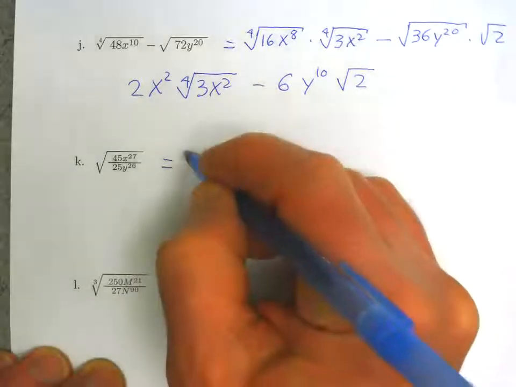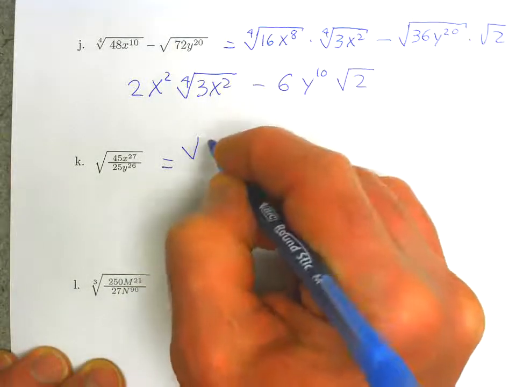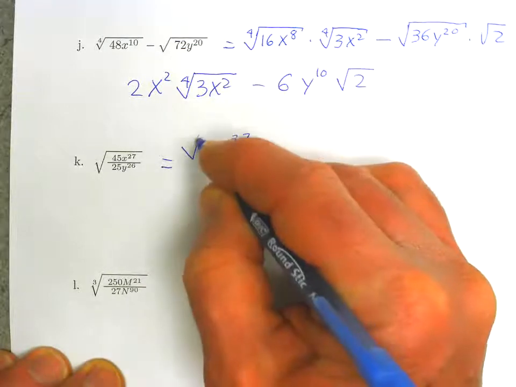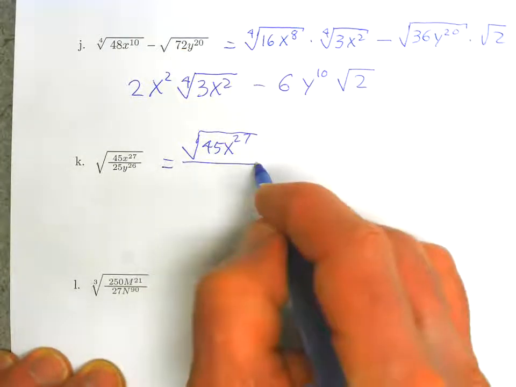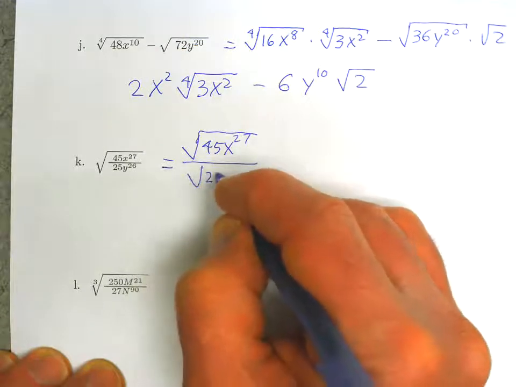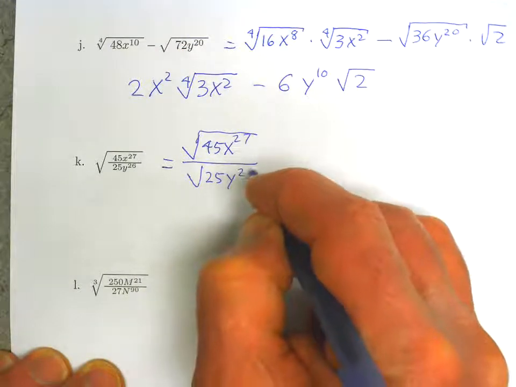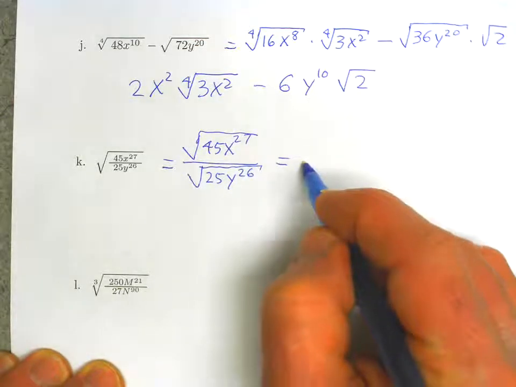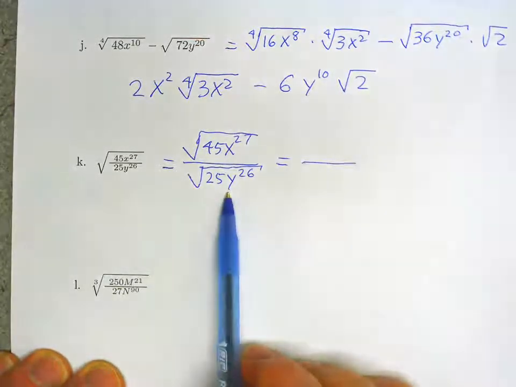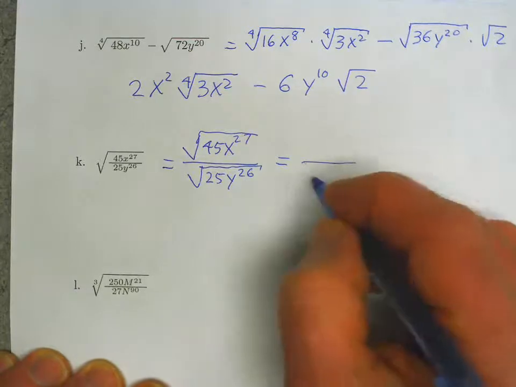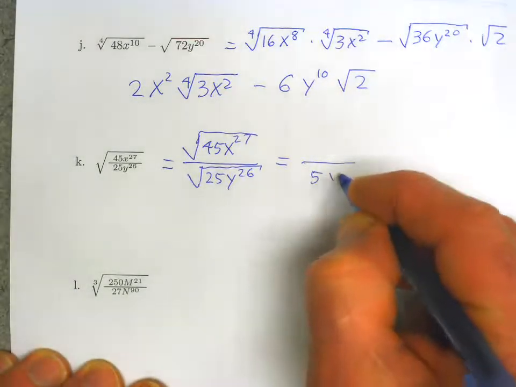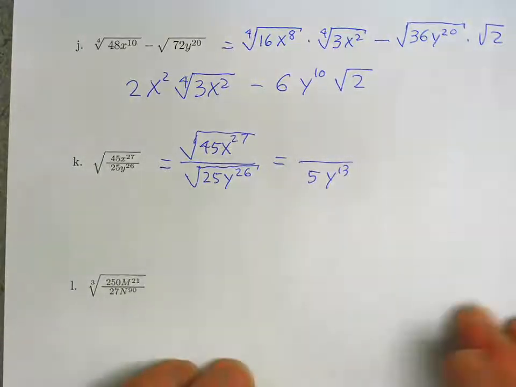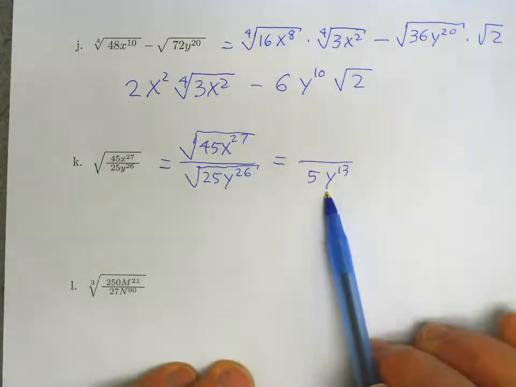So we'll just rewrite this as the square root of 45x to the 27th in the numerator, and then divided by the square root of 25y to the 26th in the denominator. And in the next step, the square root of 25y to the 26th simplifies to 5y to the 13th with no square root, which is what we want. We don't want square roots in the denominator.